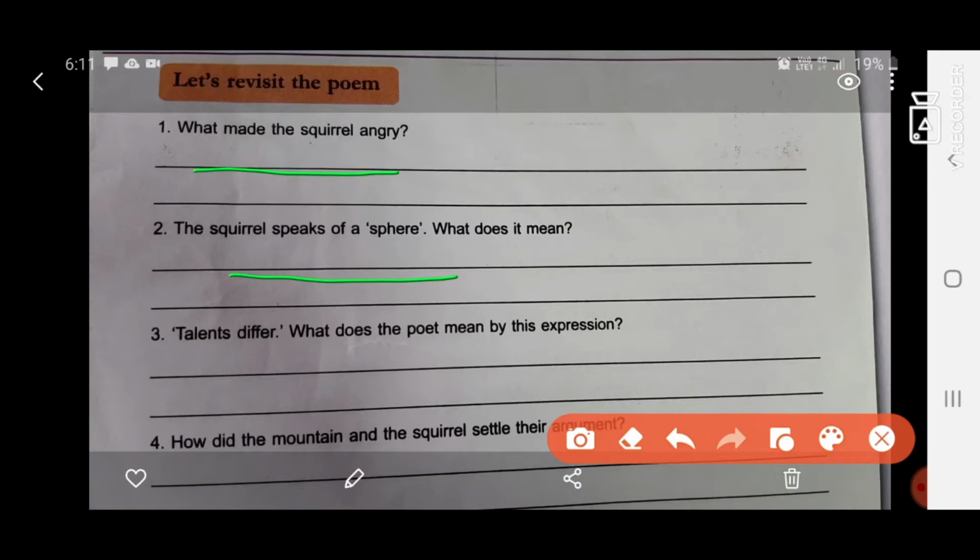Now in the last part of this poem, the squirrel is telling that talents differ. Each and everyone has their own talents. What does the poet mean by this?